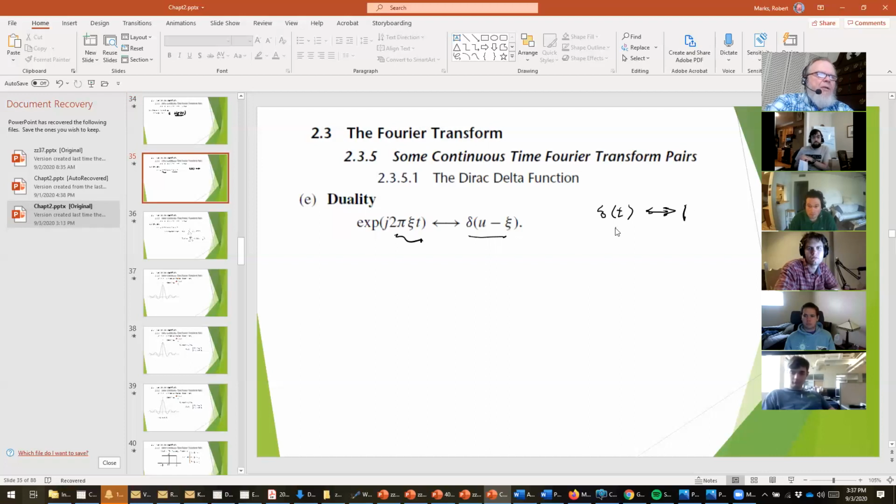From the duality theorem, then, it corresponds that 1 has a Fourier transform of delta of u. We also know that delta of t minus tau has a Fourier transform of e to the minus j 2 pi u tau. So if we look at the Fourier dual of this expression, we get that the left side, e to the j 2 pi, we use the variable c, of t, Fourier transforms to delta of u minus c.